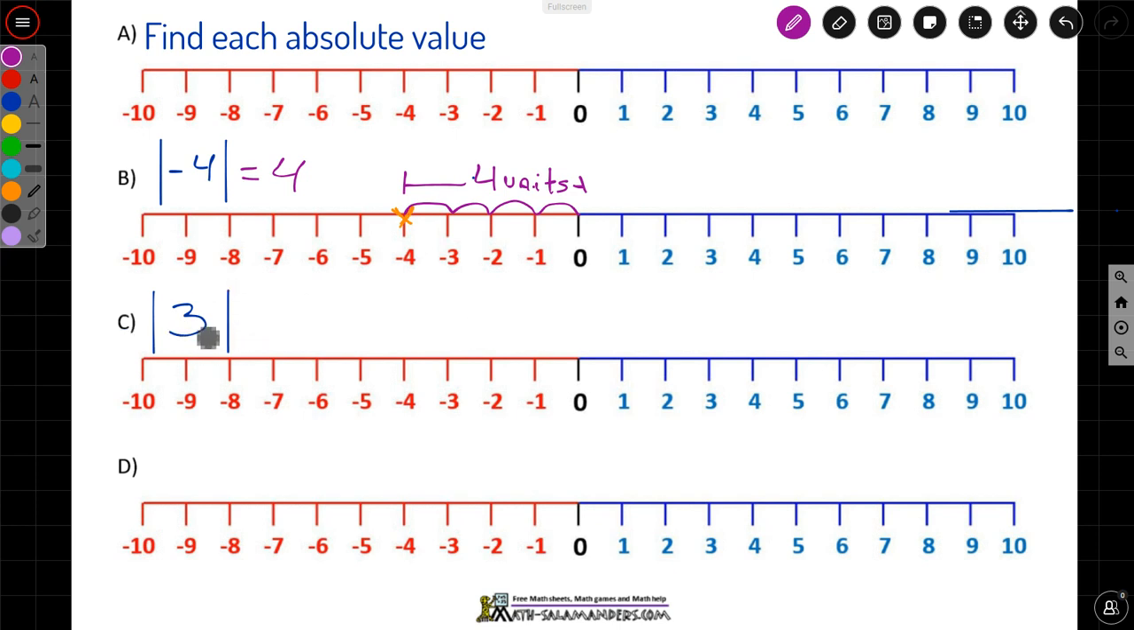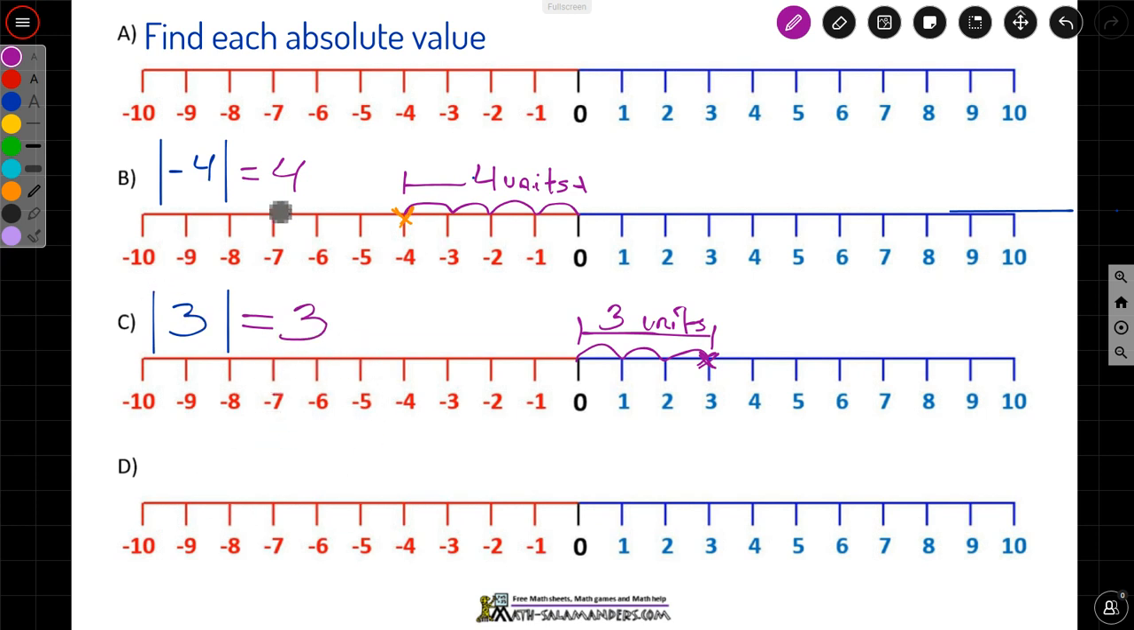Let's look at number 3. Let's find 3 on the number line. It's right here. It's positive, and it's right here. How many steps away from 0 is 3? 1, 2, 3. So from 0 to 3 is a distance of 3 units. So the absolute value of 3 is 3.